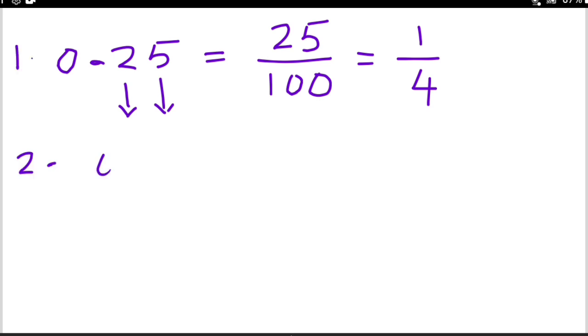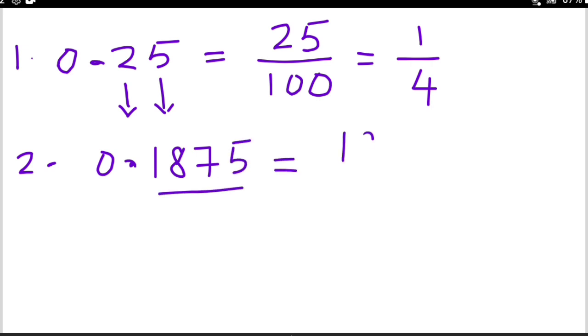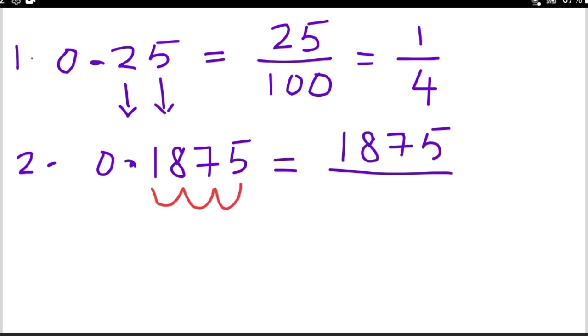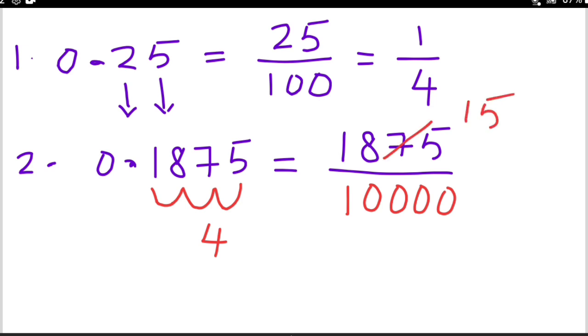I will give one more example. 0.1875. Then just write the number in your numerator, 1875, divided by, at the denominator, we have to write the number of digits. After the decimal point, we have 1, 2, 3, 4. We have 4 digits. So that's why at the denominator you have to add 4 zeros. So like that you have to convert decimal into fraction. After cancelling this, you will get 15 over 80. So this is the fraction of this decimal. So this is easy to solve.